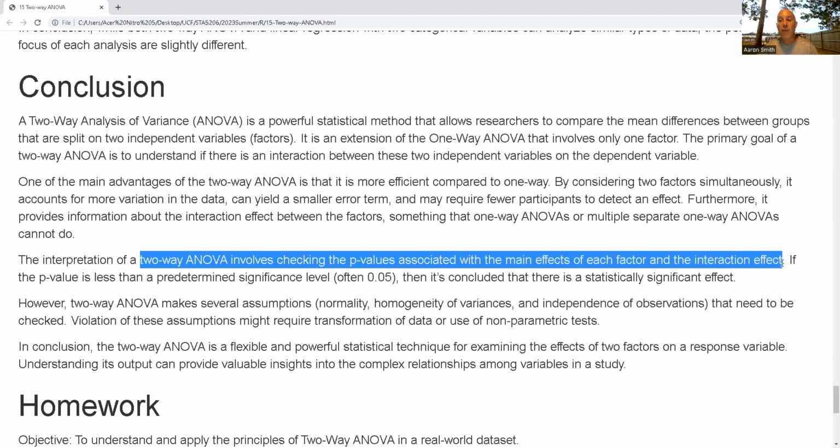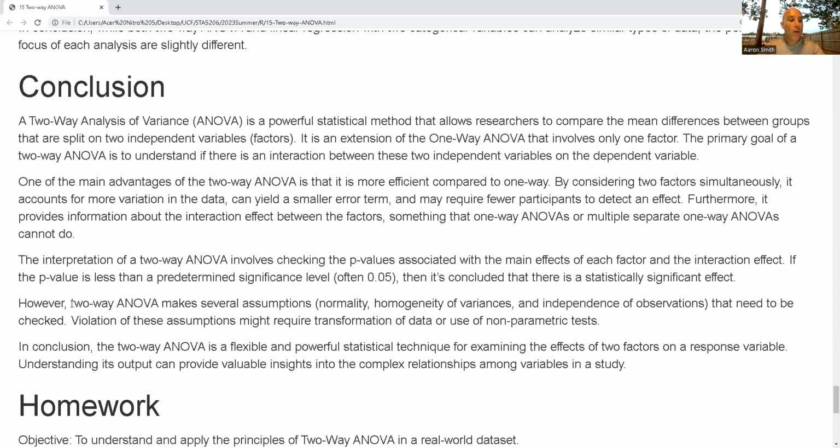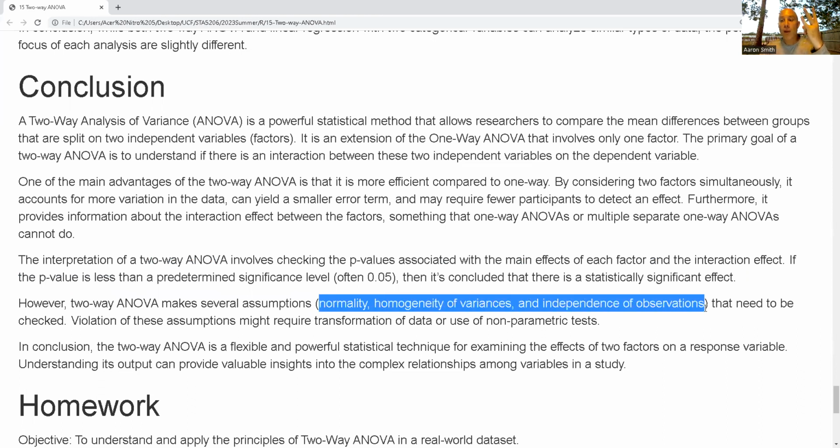Interpretation of a two-way ANOVA involves checking the p-values associated with the main effects of each factor and the interaction effect. If the p-value is less than a predetermined significance level, often 0.05, then it is concluded that there is a statistically significant effect. However, two-way ANOVA makes a bunch of assumptions: normality, homogeneity of variances, and independence of observations, that need to be checked. Violations of these assumptions may require transforming our data or possibly approaching our hypothesis test with a different test.